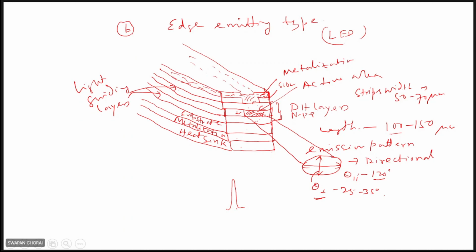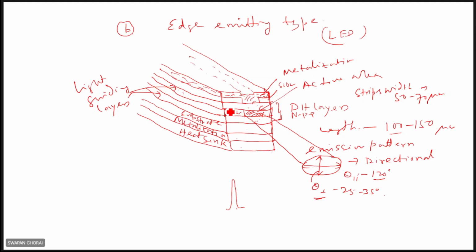In this case, you see it here, the waveguide effect is there. The same three layers will be there, but it has a stripe geometry, and here it is just like a waveguide. These two layers are the confinement layers. The middle layer is the active layer through which light is emitted in these directions. The other layers, substrate, metallization, heat sink, are the same as before in the surface emitting type.